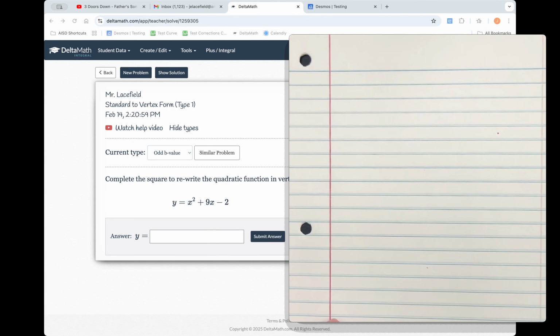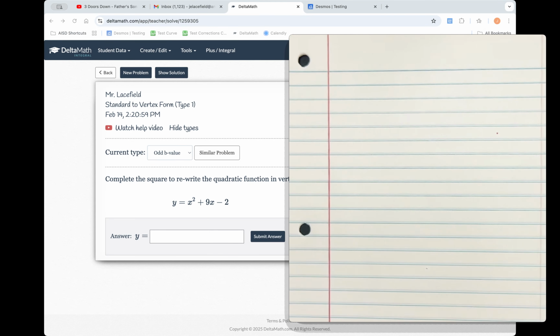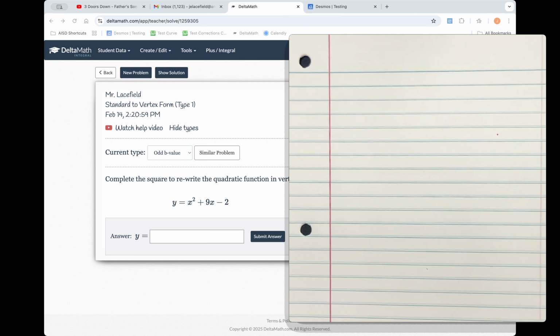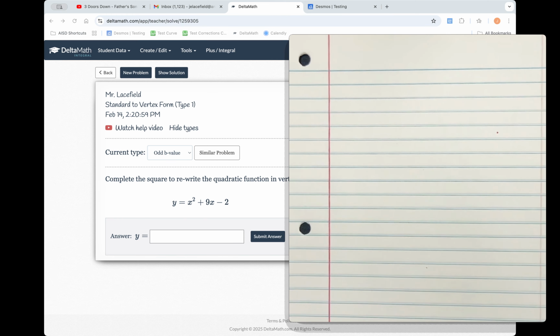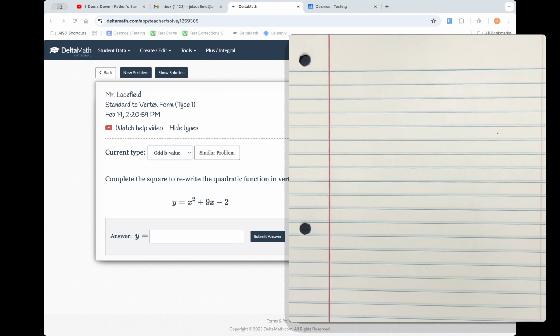Okay, welcome to the second part of the video series where we are converting standard form quadratics into vertex form. These are type 1 equations from Delta Math. In the first video series part of it, we were covering even b values. In the second part of it, we're covering the odd b values. So for this one here, we're completing the square to rewrite the quadratic function in vertex form.